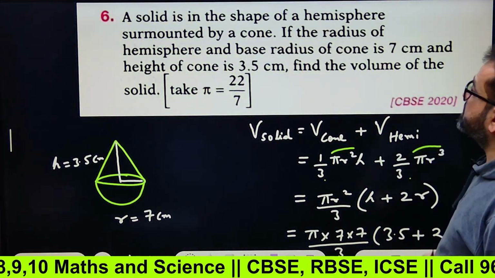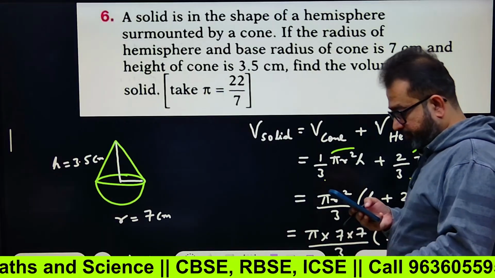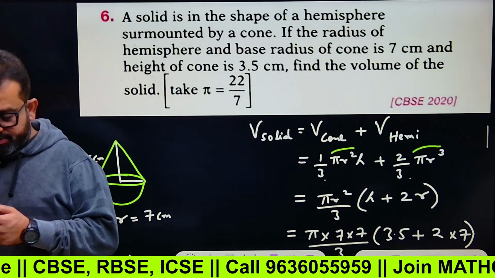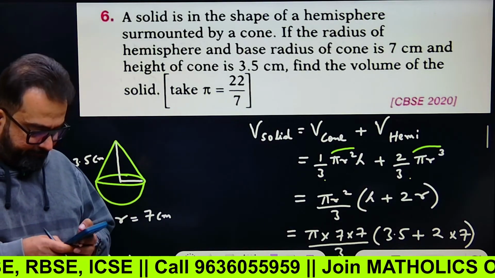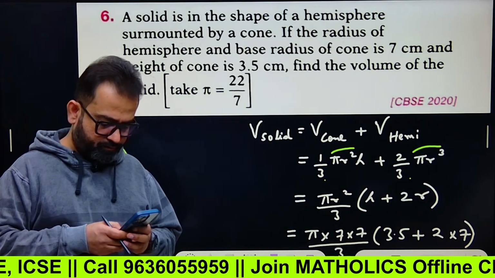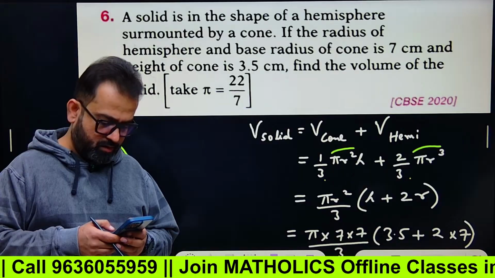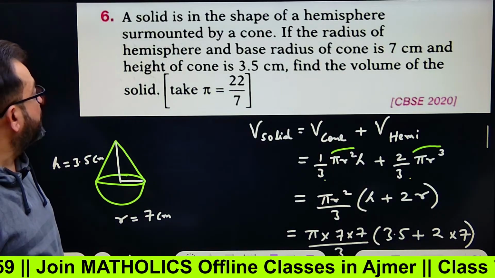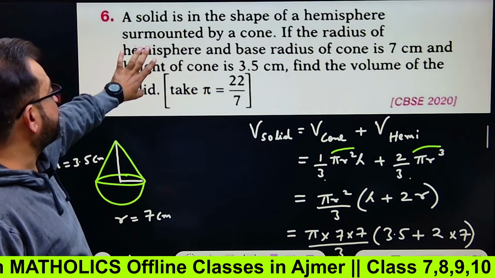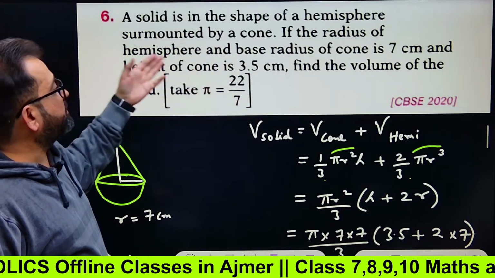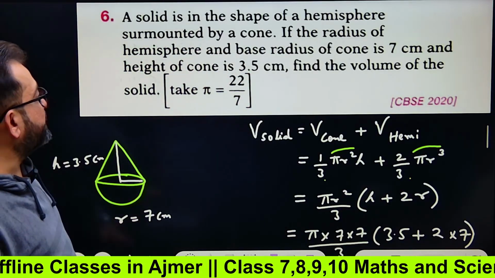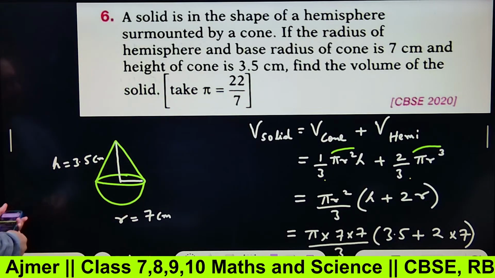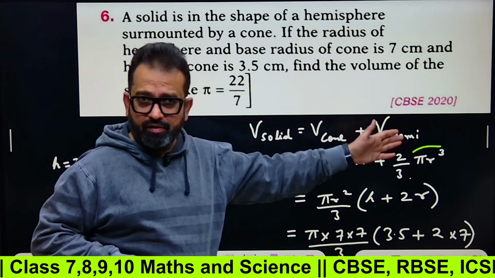A solid is in the shape of a hemisphere surmounted by a cone. If the radius of hemisphere and base radius of cone is 7 centimeter and height of cone is this, find the volume of solid. So let's say this is the solid. Volume of solid, that means volume of cone plus volume of hemisphere.